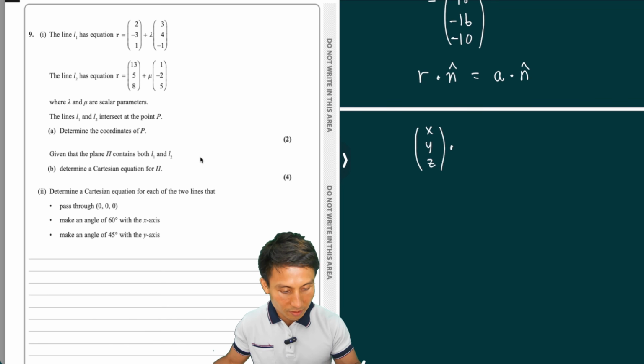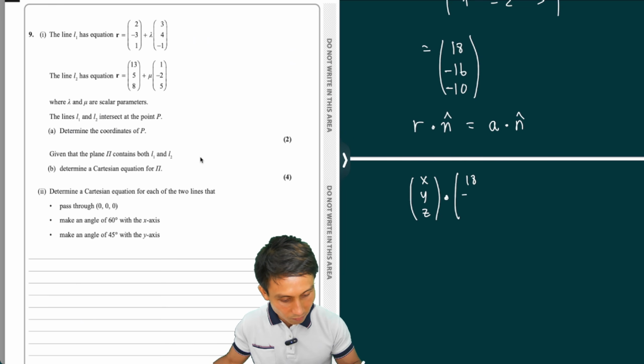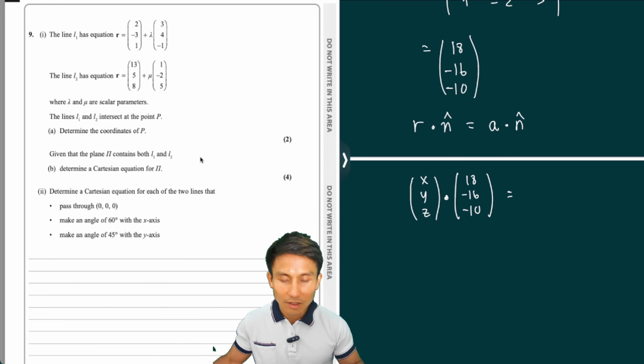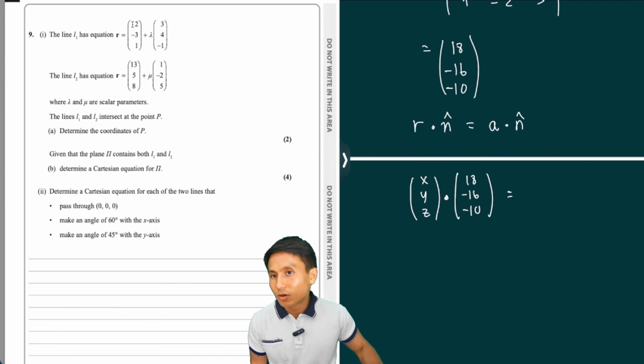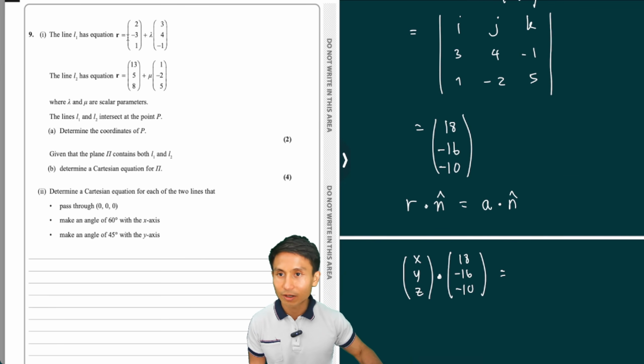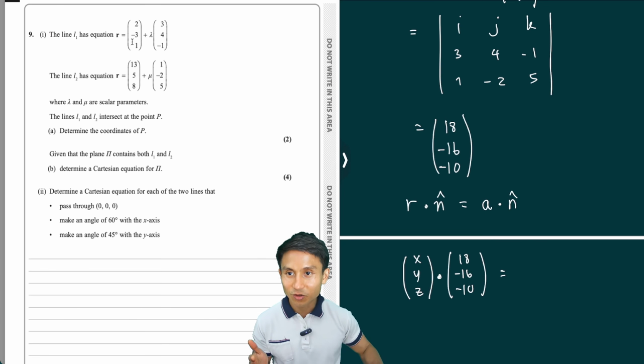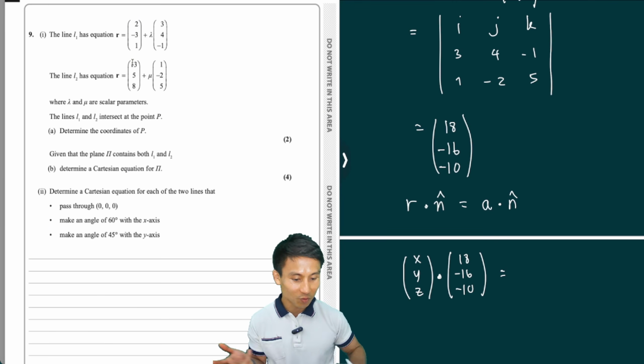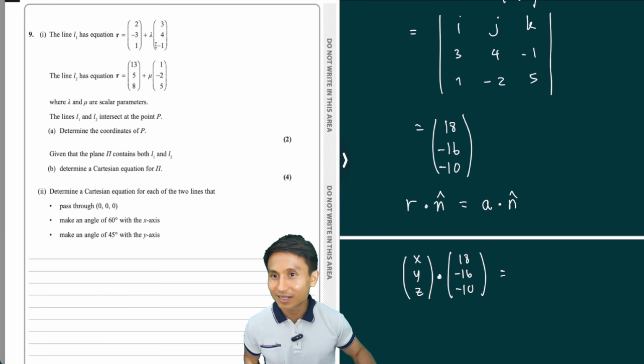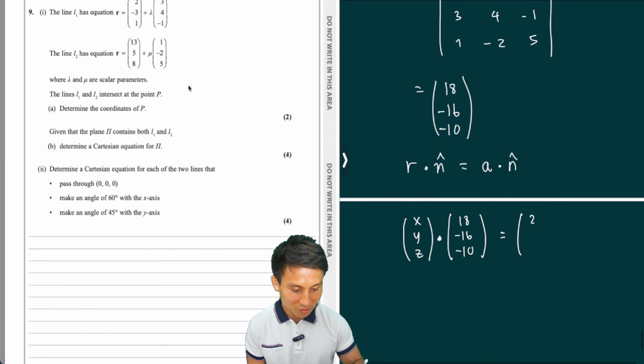x, y, and z dot product with the normal vector equals, well, if we take any of these points, so 2, minus 3 and 1 will also be on the line, hence on the plane. Or 13, 5, and 8 will also be on the second line and hence on the plane, because both lines are on the plane. So these 2 points must also be on the plane, so we can take either one of them. I'm going to take the easy number, the 2, minus 3 and 1, dot with the normal vector.